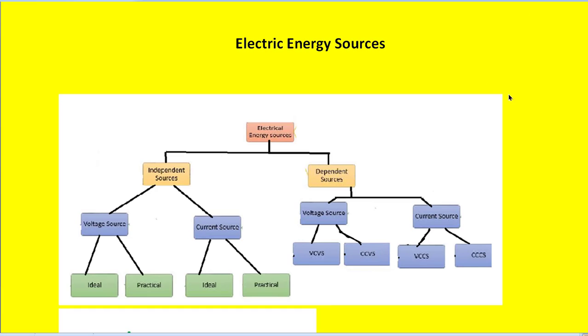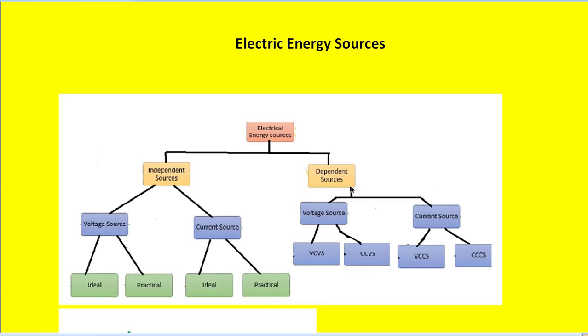So let me summarize once. We have seen the different types of electrical sources, that is, independent sources and dependent sources. Under independent sources, there are two types: voltage sources and current sources. Under voltage sources, there are ideal voltage sources and practical voltage sources. Similarly, under current sources, there are ideal current sources and practical current sources.